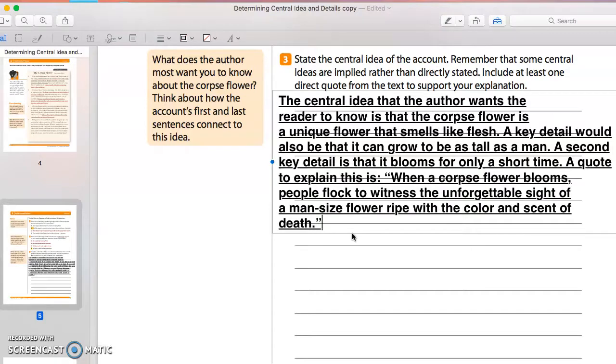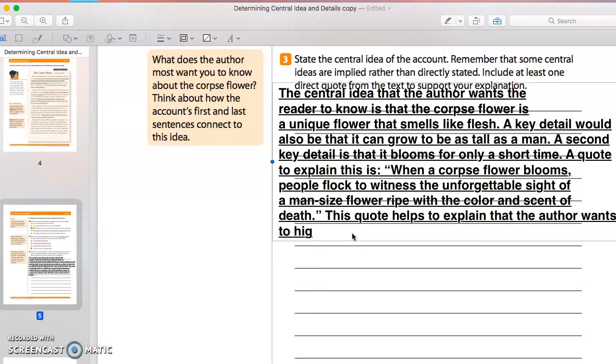Okay, so you could also at the end say that this quote helps to explain that the author wants to highlight, maybe, but they also want us to know about the smell, and so it's talking about people want to see the sight of a man-sized flower with a color and scent of death. They want us to know about the smell, color, and size of the corpse flower.